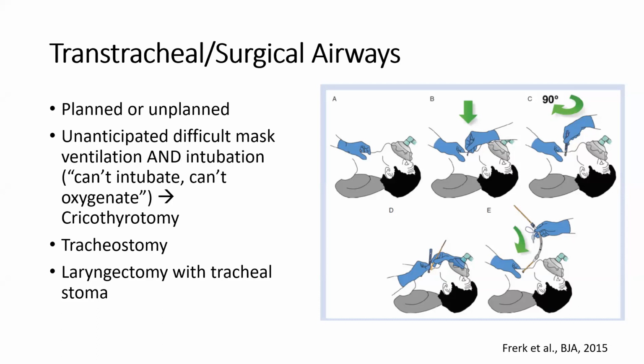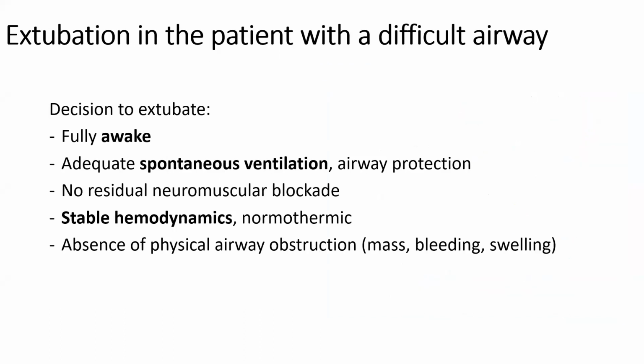There are certainly also planned tracheostomies for patients, and also patients who undergo a laryngectomy will have a tracheal stoma. So those are more planned surgical airways. So when a patient is difficult to either mask ventilate or intubate, the decision to extubate is carefully considered.